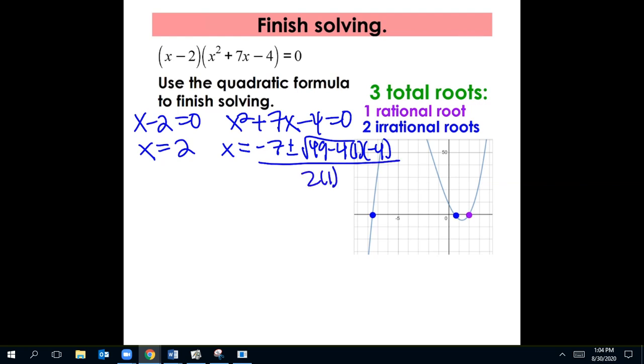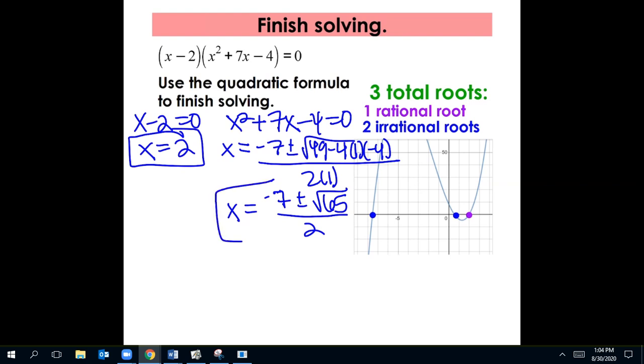Okay, so 49 plus 16, let's see, what is that? 65. And 65, the only thing that is 13 times 5, which neither of those are perfect squares. And so we have our 1 rational answer and our 2 irrational answers right here. 1, 2, 3 total roots. So if I was to type -7 plus square root of 65 all over 2, I would get this little value right here on the right. And if I were to do minus, I would get that one on the left.